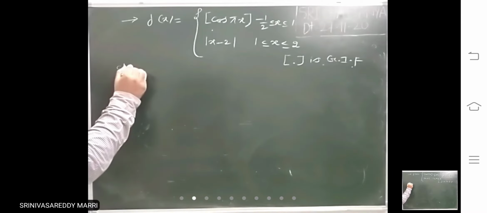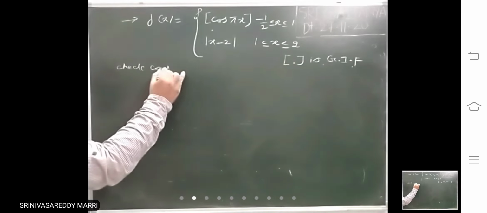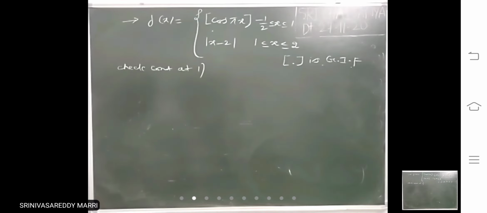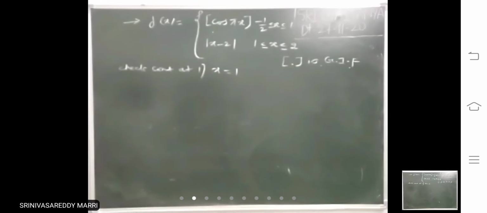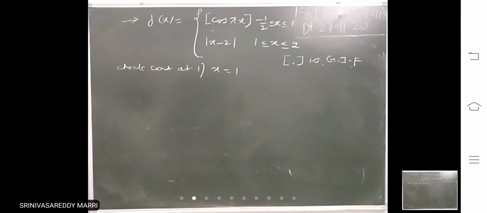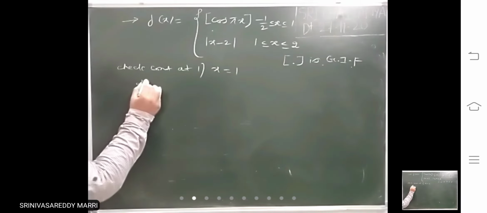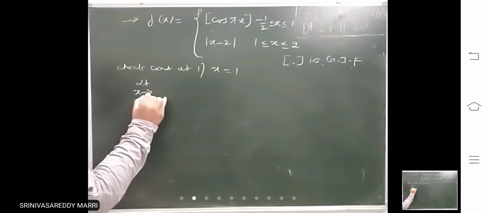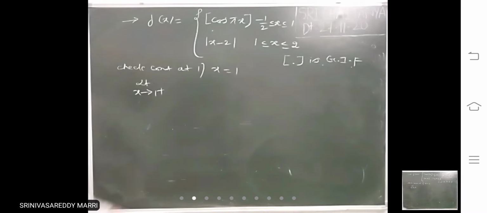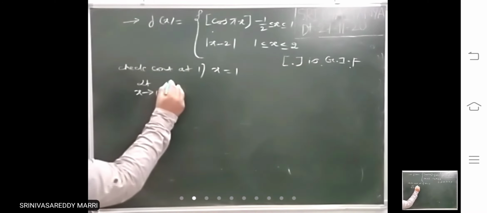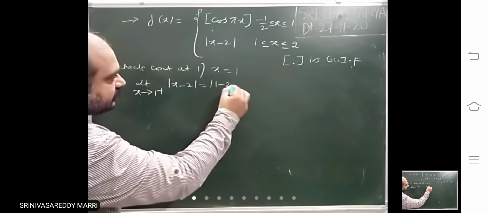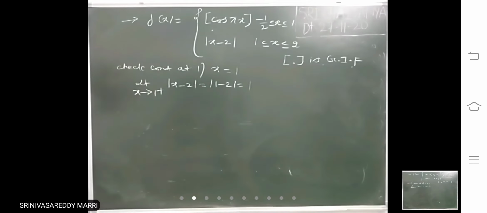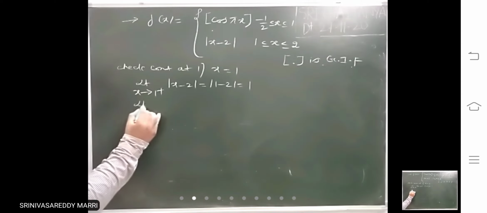Now you have to check continuity at number 1, x equal to 1. Let us check. Just simply calculate the right limit. At 1 plus, what is defined? This function only, modulus of x minus 2. Modulus of minus 1 is 1. The right limit is 1. Let us calculate the left limit.